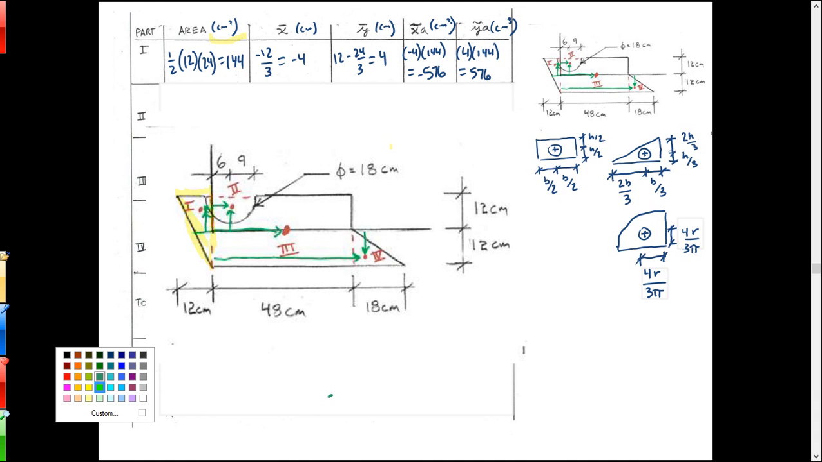All right, now I'm coming from the y-axis and I'm going over in the x direction to the centroid of that thing. That thing's got a base of 12. 1/3 of 12 is 4. That's to the left, so it's -4.